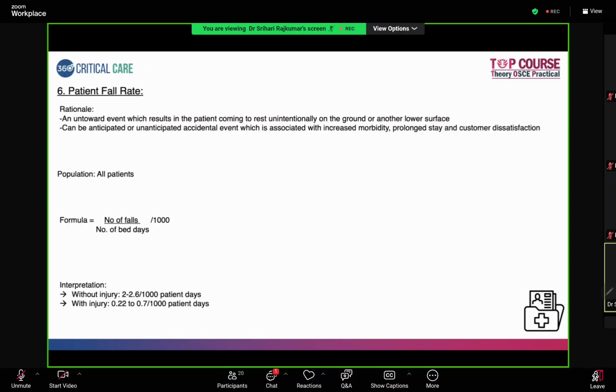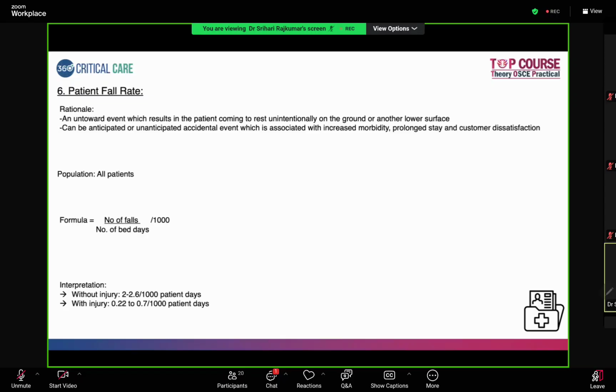Then next is the patient fall rate. It's an untoward event which results in a patient coming to rest unintentionally on the ground or on another lower surface. It can be an anticipated or an unanticipated accidental event which is associated with increased mobility, prolonged stay, and it can cause customer dissatisfaction. That is, the patient's bystanders can be very unhappy, and that itself can cause new problems.